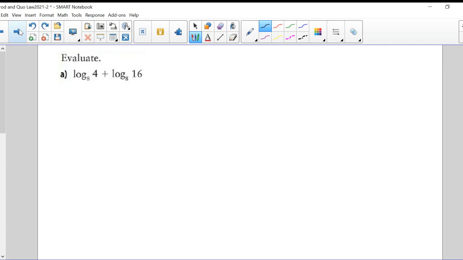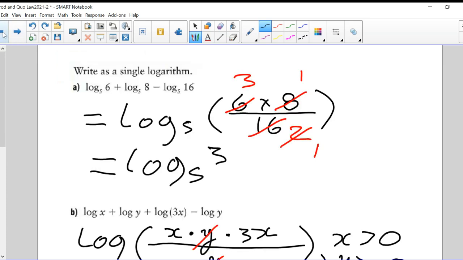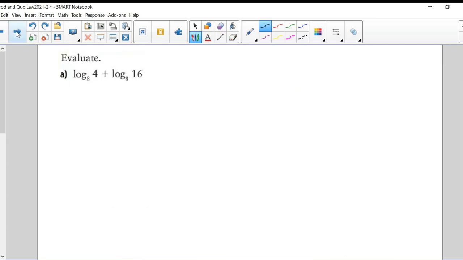Evaluate. Evaluate is different from simplify, right? If we go back to the first page, this was just write as a single log. That's all this was. This one is evaluate, which means at the end of the day, I need a number. All right, let's see if we can figure out what that number is.